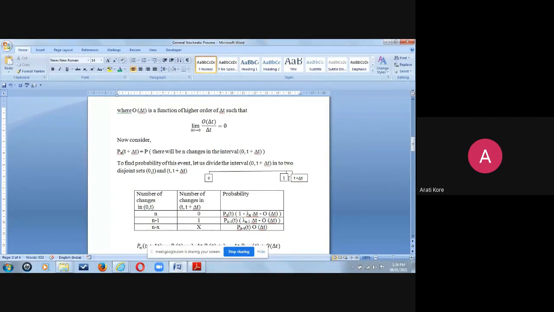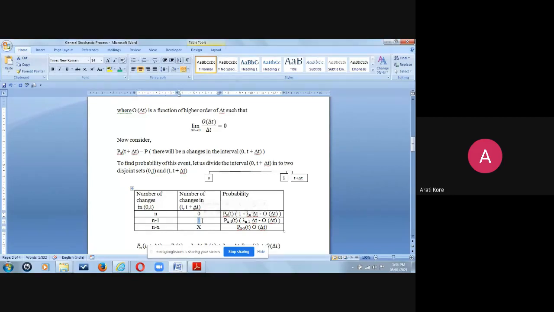What would have happened in 0 to t and what would happen in t to t plus delta t, so that I will get the total to be n? Okay, I want the total to be equal to n. So 0 to t already has n changes, for example. Then in the time t to t plus delta t, how many changes should there be? 0. Why? Because I want the total to be n. Are you getting it? Next, 0 to t has n minus 1 changes.